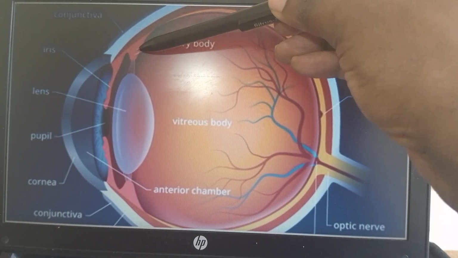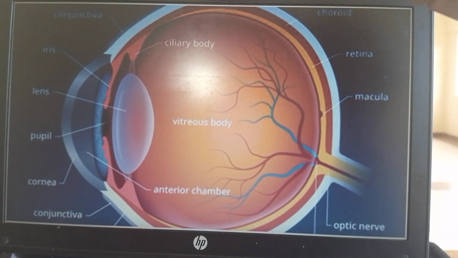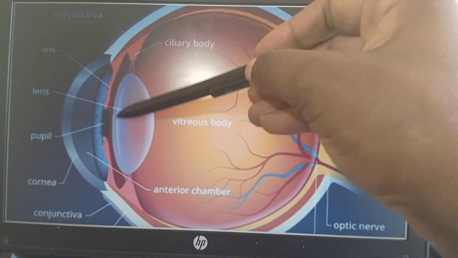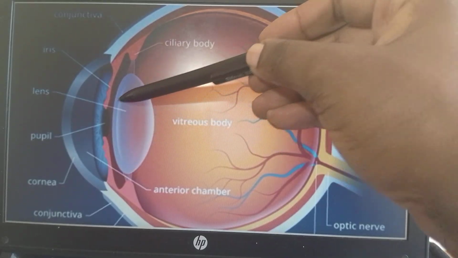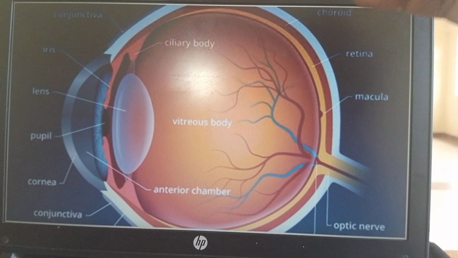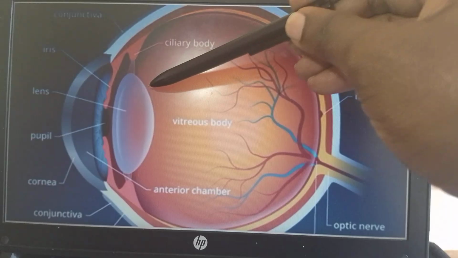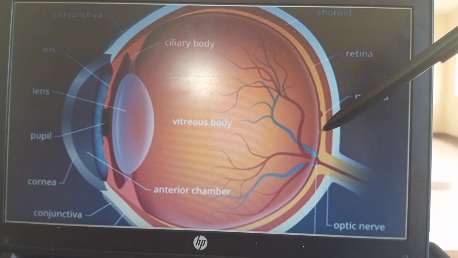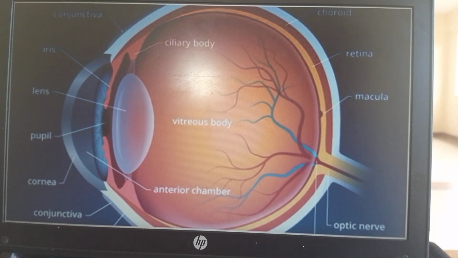They coordinate the function of changing the shape of the lens to regulate, or rather to bring or focus light to the retina, in the process we refer to as accommodation.